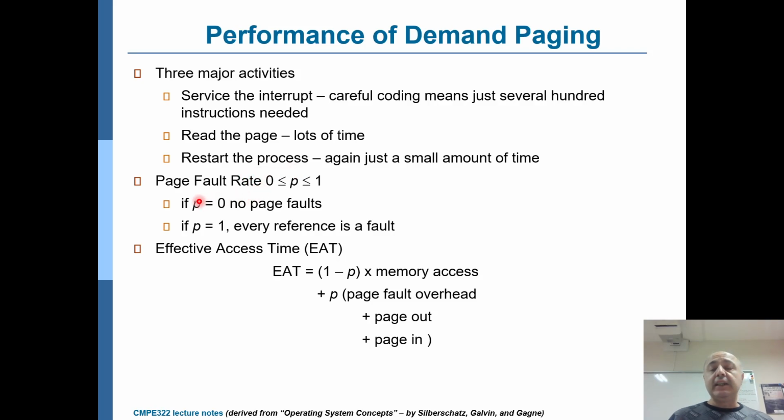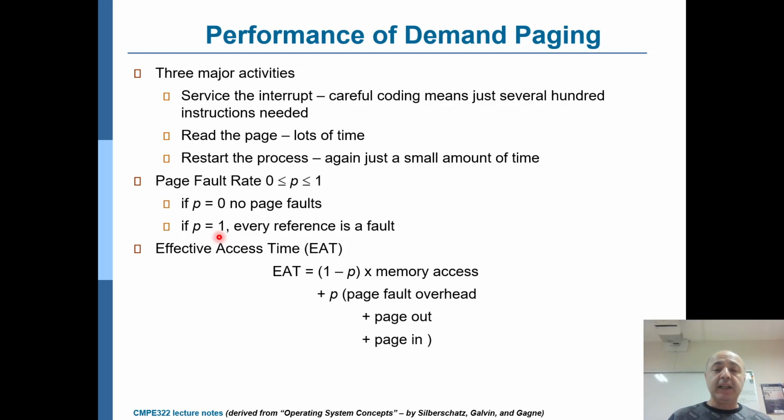So what is the probability of having a page fault? Let's assume the page fault rate is p. Since it's a probability, it's between 0 and 1. If it's 0, that means you have no page faults. There's no such system. If it's 1, that means every instruction causes a page fault. This is terrible. This is typically not likely to happen.